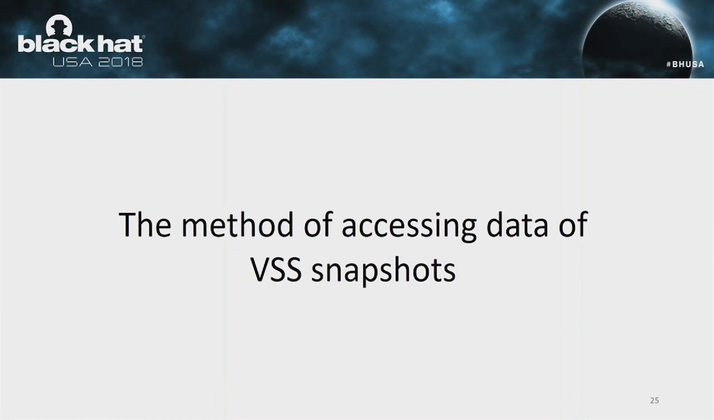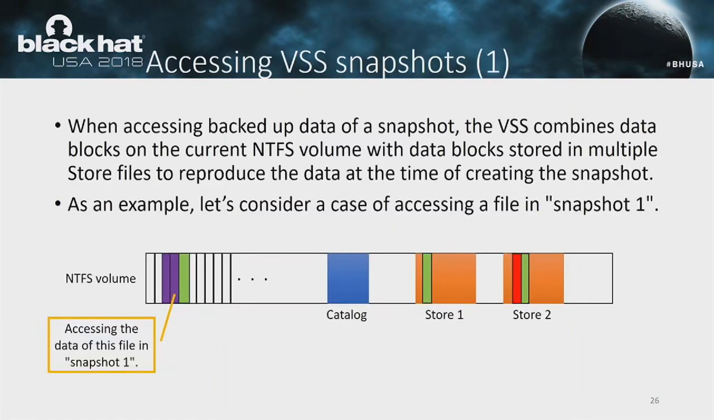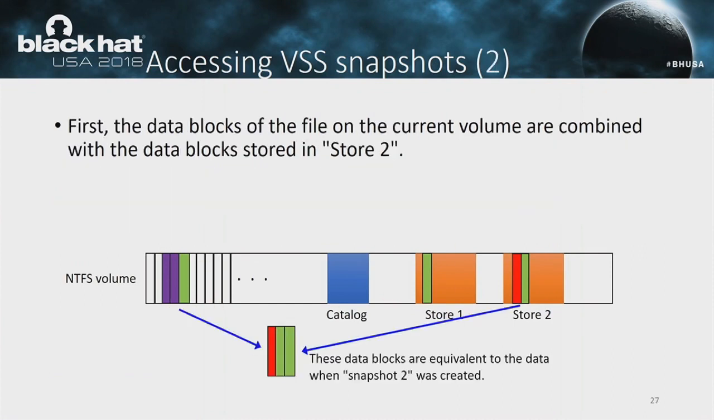Next, let's see how VSS accesses stored data on snapshots. When accessing backed up data of a snapshot, the VSS combines data blocks on the current NTFS volume with data blocks stored in multiple store files to reproduce the data at the time of creating the snapshot. As an example, let's consider a case of accessing a file in snapshot 1. First, the data blocks of the file on the current volume are combined with the data blocks stored in store 2. As a result, we can get this content.